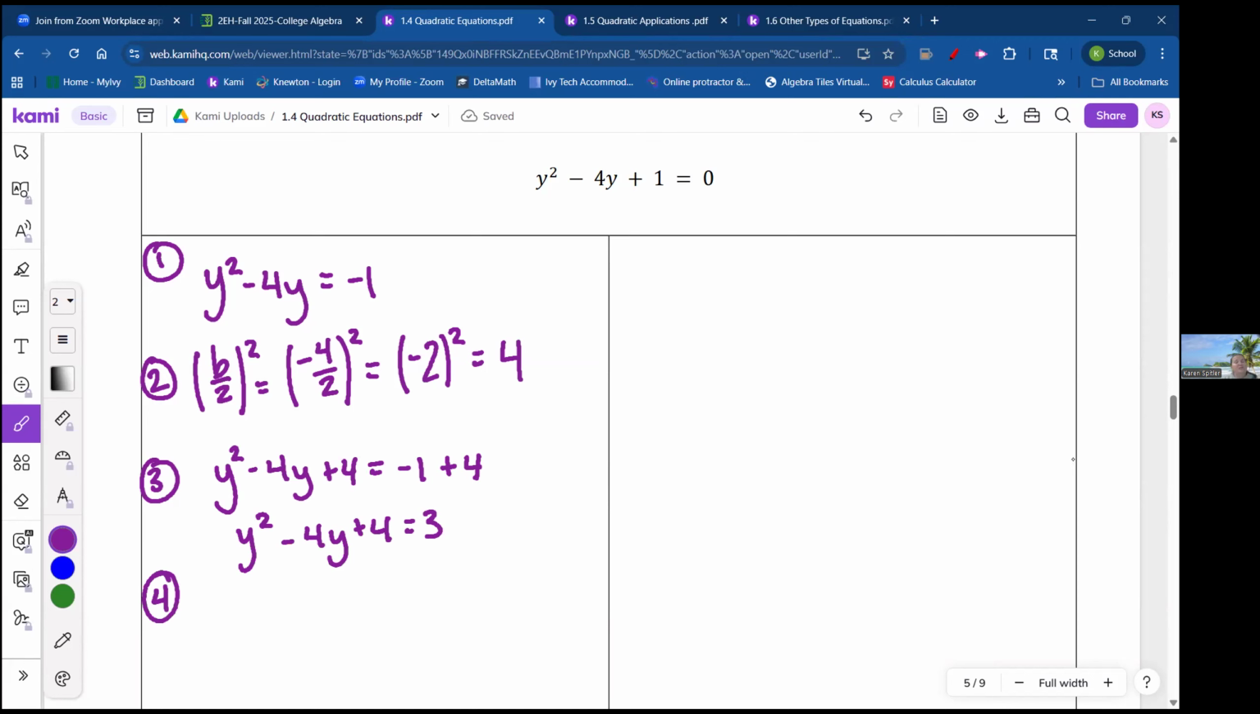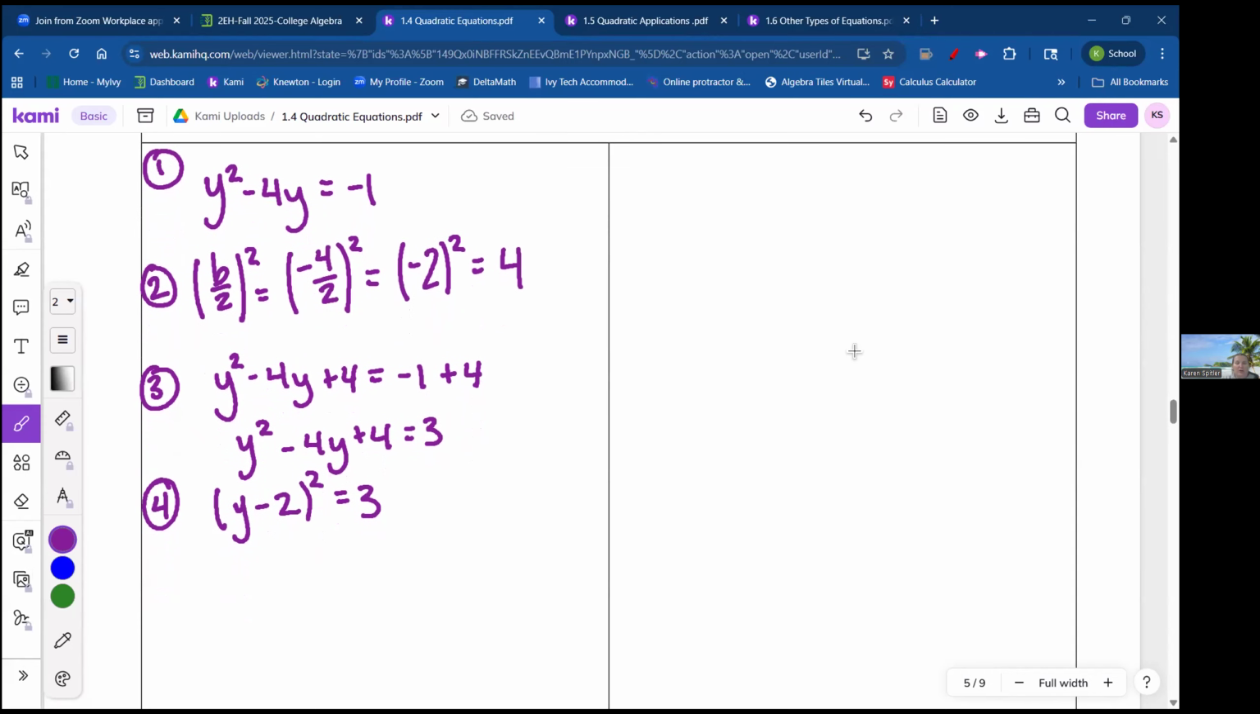Make your perfect square. Remember, the perfect square in this case is going to be the b divided by 2, which in this case was -2. So it's going to be y minus 2 squared is equal to 3. It's not really solving for x, but it's pretty darn close. It's a neighboring letter. We're going to solve for y here.